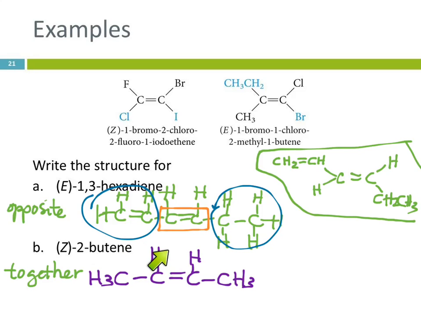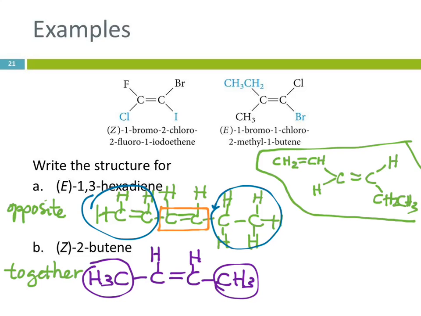We're going to look at the 2 groups on this carbon and see which is the higher priority, the H or the methyl group? The methyl group. So I'm going to circle that one. And then over here, higher priority is going to be the methyl group. Z is for together, zusammen. And so we're going to put those together, and they are together there.